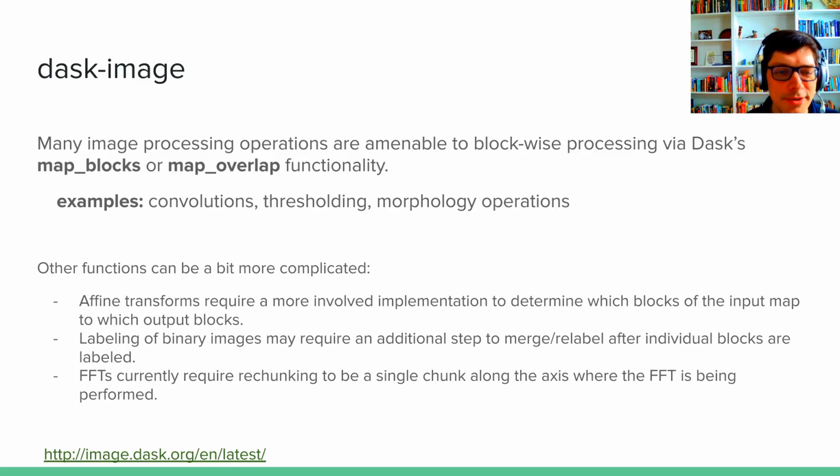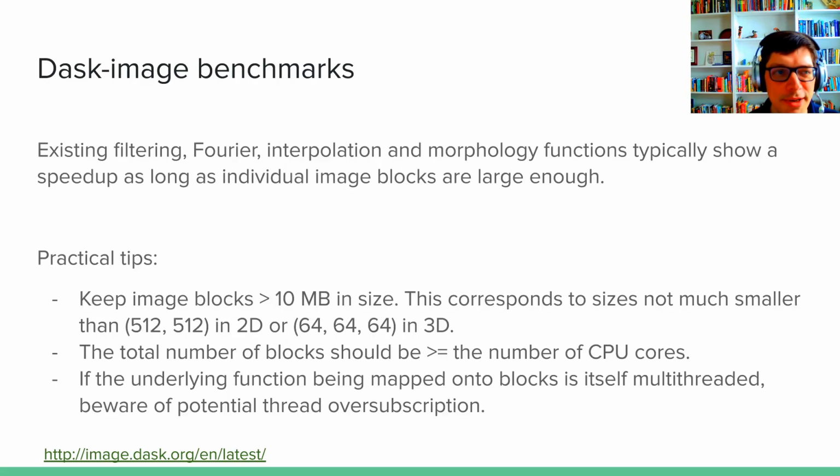So for things like convolution, thresholding, morphology, this is a pretty straightforward application of those map_blocks functions. Some other functions can be a little more complicated, like affine transforms, where we have to work out which blocks of the output correspond to which input blocks, or things like FFTs, where we may currently have to rechunk into a single chunk along the axis where the FFT is being performed. So we're going to look a little bit today at benchmarks for Dask-image.